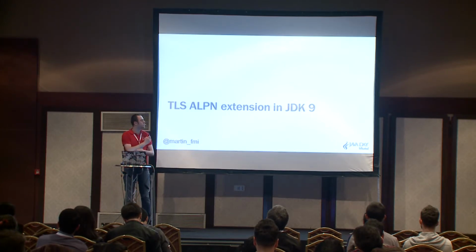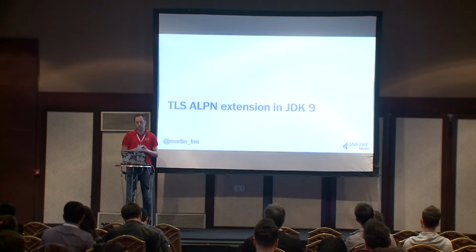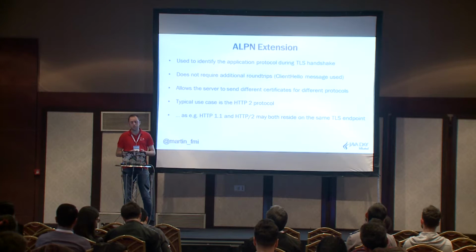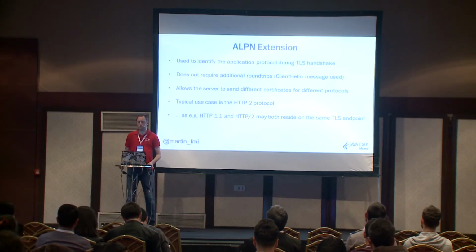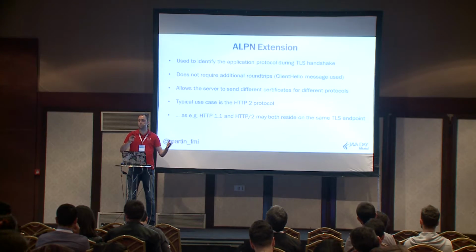Another more interesting extension, and simpler to understand, is the TLS ALPN extension. ALPN, or Application Layer Protocol Negotiation, is used to identify the application protocol during the TLS handshake process. It also allows the TLS server to send different public certificates based on the negotiated application protocol.